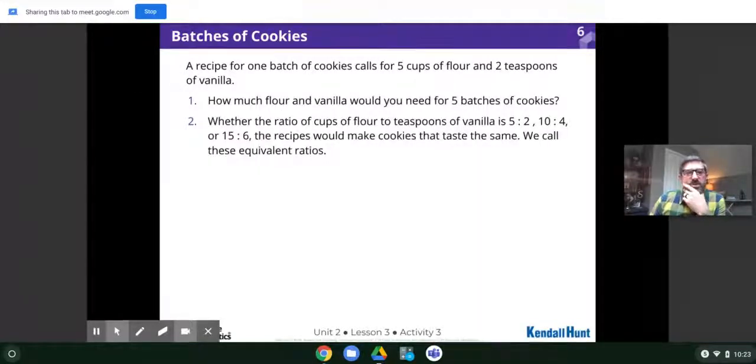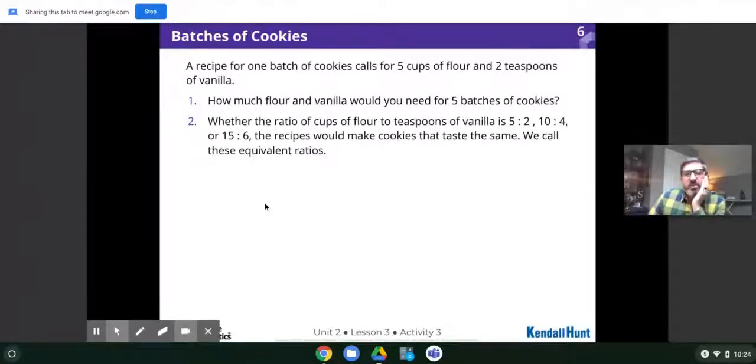All right, so let's look at one more example. So we're going back to our original recipe of 5 cups of flour and 2 teaspoons of vanilla for our cookies. How much flour and vanilla would we need if we wanted 5 batches of cookies? 25 of flour. Yes, that is exactly right. What about the vanilla? 10. 10, that's right. So we would have 25 cups of flour and 10 teaspoons of vanilla. That would make us 5 batches of cookies. That's a lot of cookies.